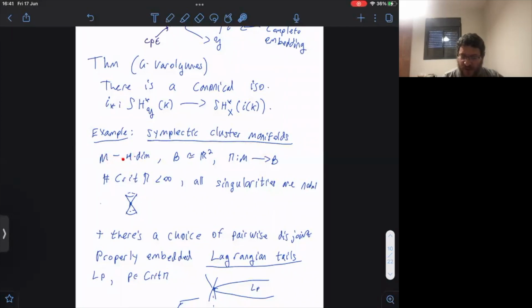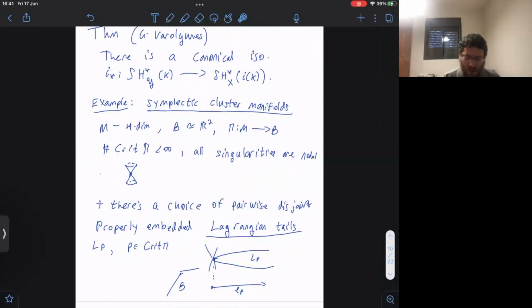We have a 4-dimensional symplectic manifold M, and our base manifold, we assume, is diffeomorphic to R2. And we have our torus fibration pi, and pi has a number of properties. First, we require a finite number of critical points, and we require that all the singularities are nodal, or maybe more familiar as singularities of focus type. So we have this nodal fibration, and then we have an assumption on what the induced integral affine structure is.